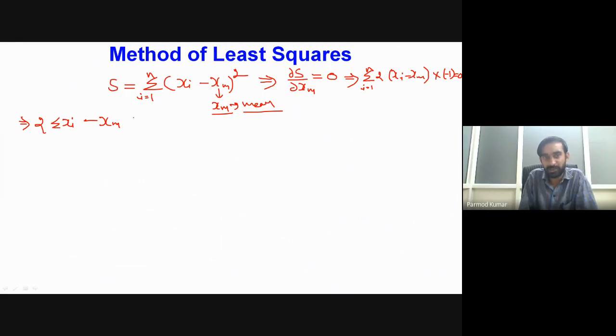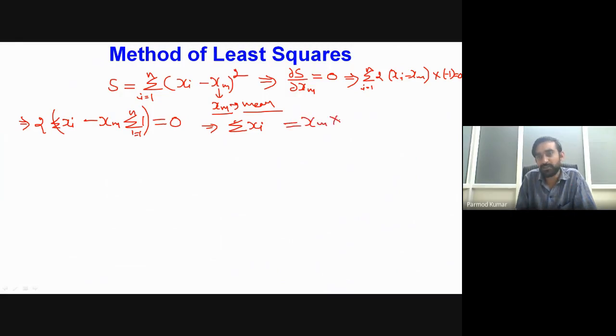So minus xm into summation 1 when i is varying from 1 to n. So it means n number of times we have to do this summation. So this is equal to 0. So from here I will be getting nothing but this 2 is also common. So this 2 will also cancel out when it goes to the right hand side. So I can clearly see right over here that summation of xi is nothing but equal to xm times n.